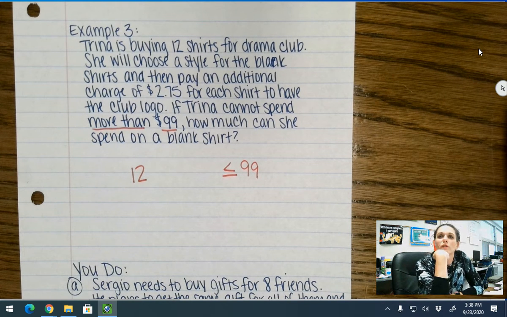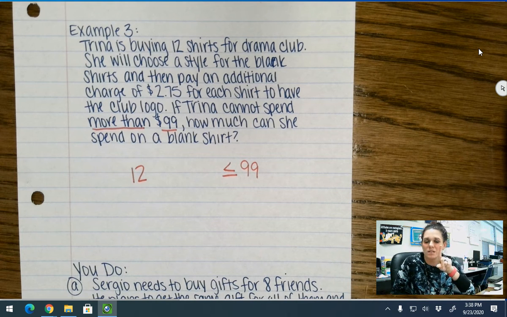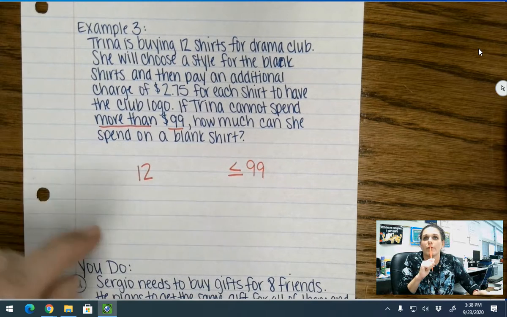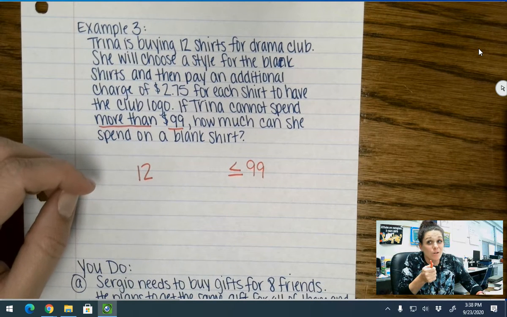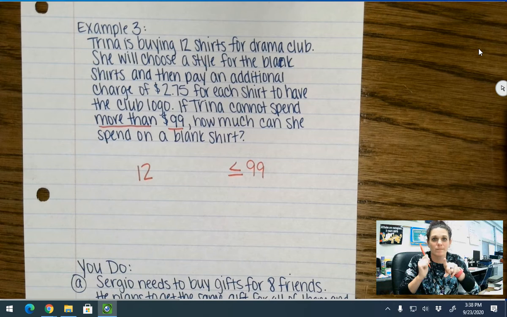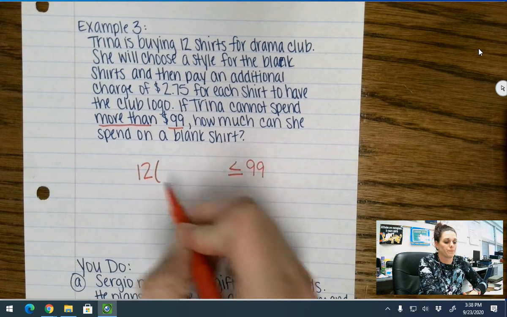So I'm buying 12 shirts for an I don't know cost, but each of those shirts also has a $2.75 on it. So am I paying $2.75 just once? I'm going to be paying it 12 different times. So I know 12 is going to get multiplied by that 2.75. I also know that 12 is going to get multiplied by whatever that shirt costs. So since 12 is going to be multiplied by both of those, there's going to be parentheses.